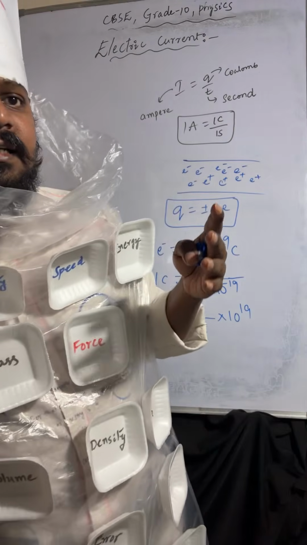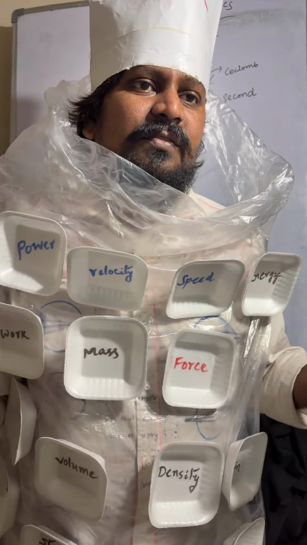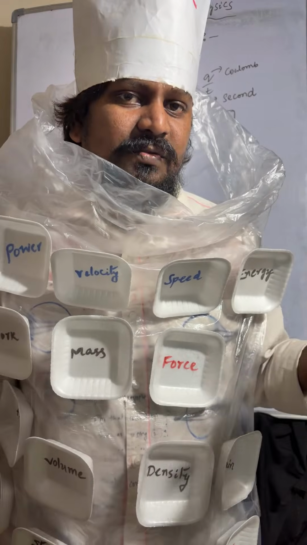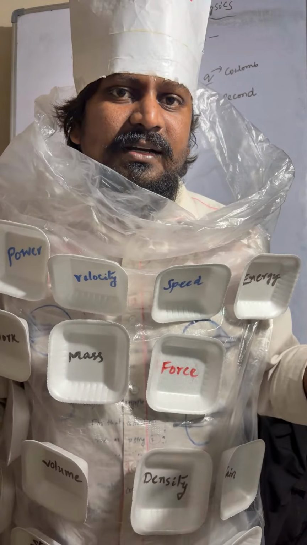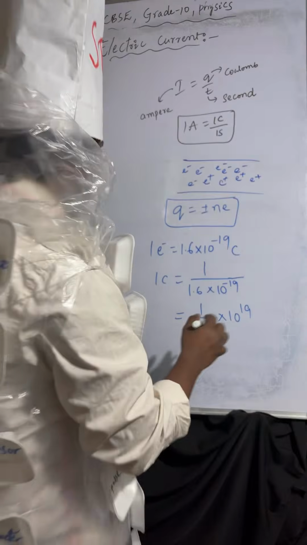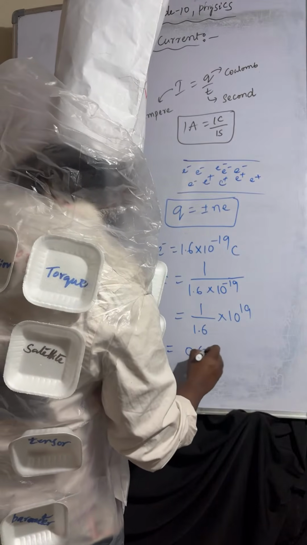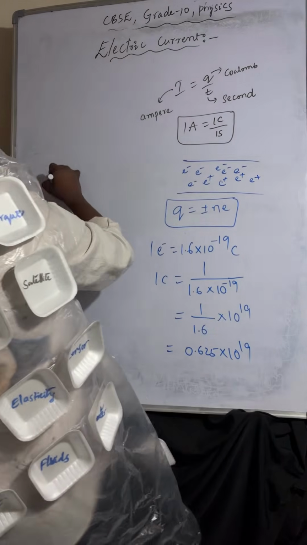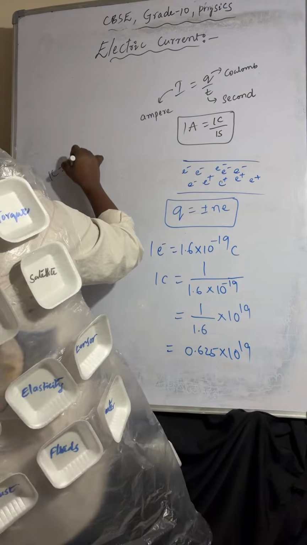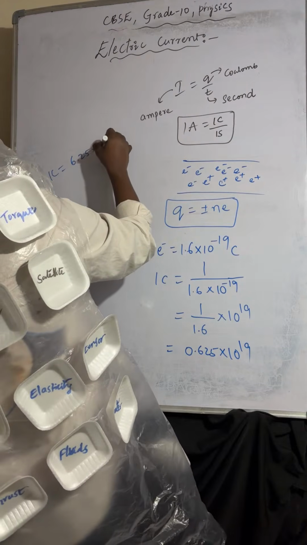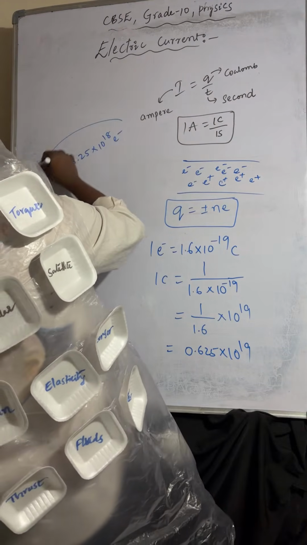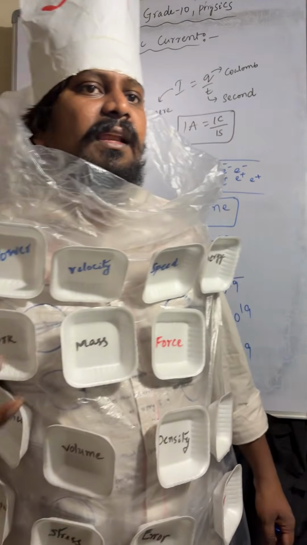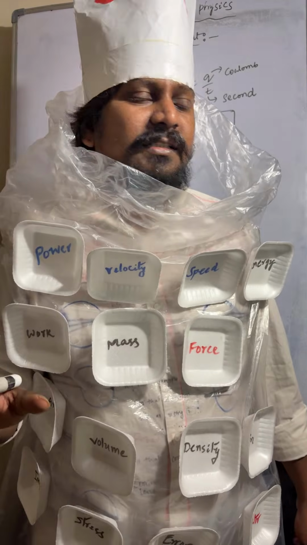So 1 by 1.6 gives 0.625, so 0.625 into 10 power 19. So in 1 coulomb, you get 6.25 into 10 power 18 electrons. I hope it is clear.